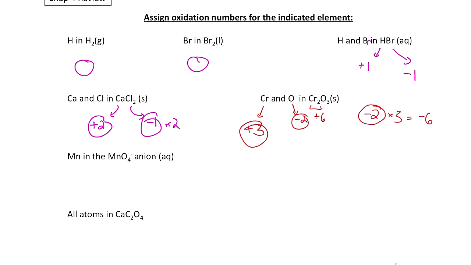Manganese in permanganate. Again, oxygen's the one we know, -2, but there's 4 of them. So there's -8 coming from oxygen. What does manganese have to be? The overall charge of the molecule is -1, so manganese has to be +7. Yes. All right, the next one is calcium oxalate.